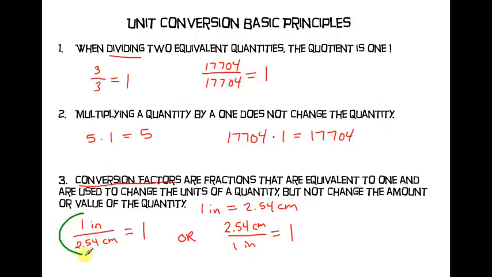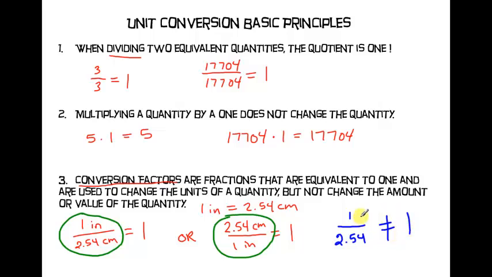These two fractions that are equivalent to 1 are going to be used to change the units of a quantity for us. Now, it's important to understand that those two fractions are only equivalent to 1 because I included the units. If I said 1 divided by 2.54, well, that's not equal to 1. It's the units that make those equivalent quantities.